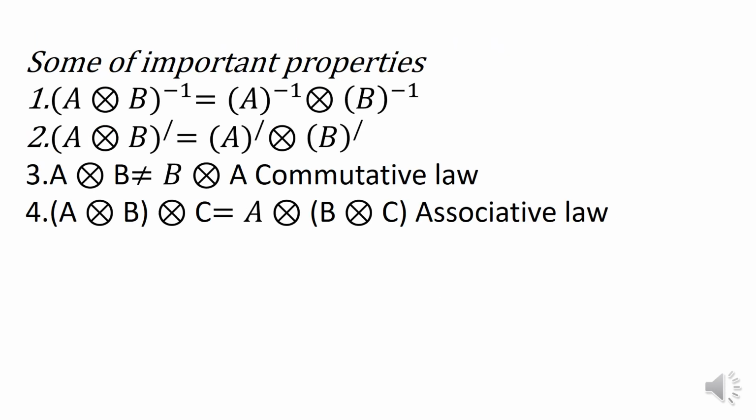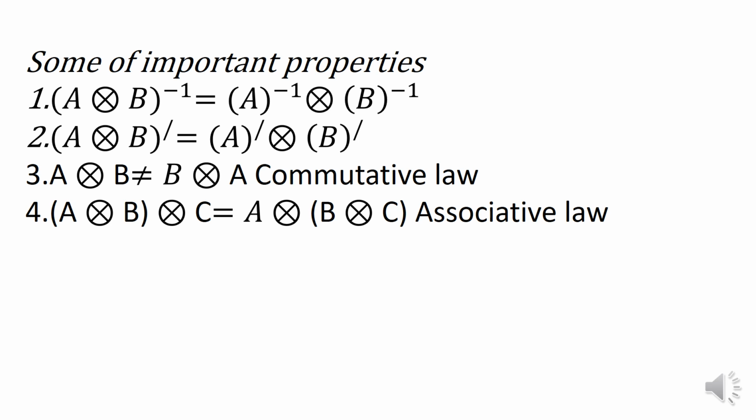Also, you see the properties, many properties are there. I have written only 4 properties, but these are the important properties. If I take the inverse of the Kronecker product of A and B, that will be equal to A inverse Kronecker product B inverse. Similarly, the transpose of A cross B will be the Kronecker product of the individual transposes.